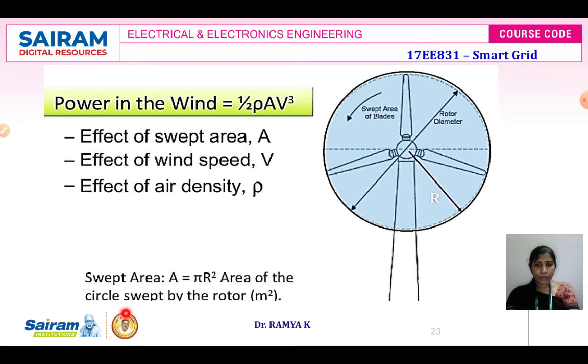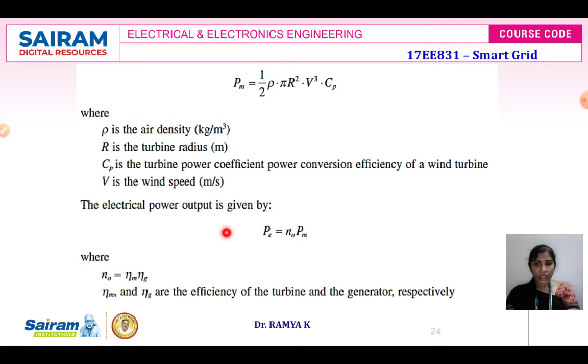Area swept by the blades, the area of the circle, that is swept area, means how exactly it is striking the wind. We can give the mechanical power developed. Pm is equal to half rho pi r square V cube. Rho is your air density. Power gets developed proportional to your air density, and Cp is going to be the turbine coefficient.